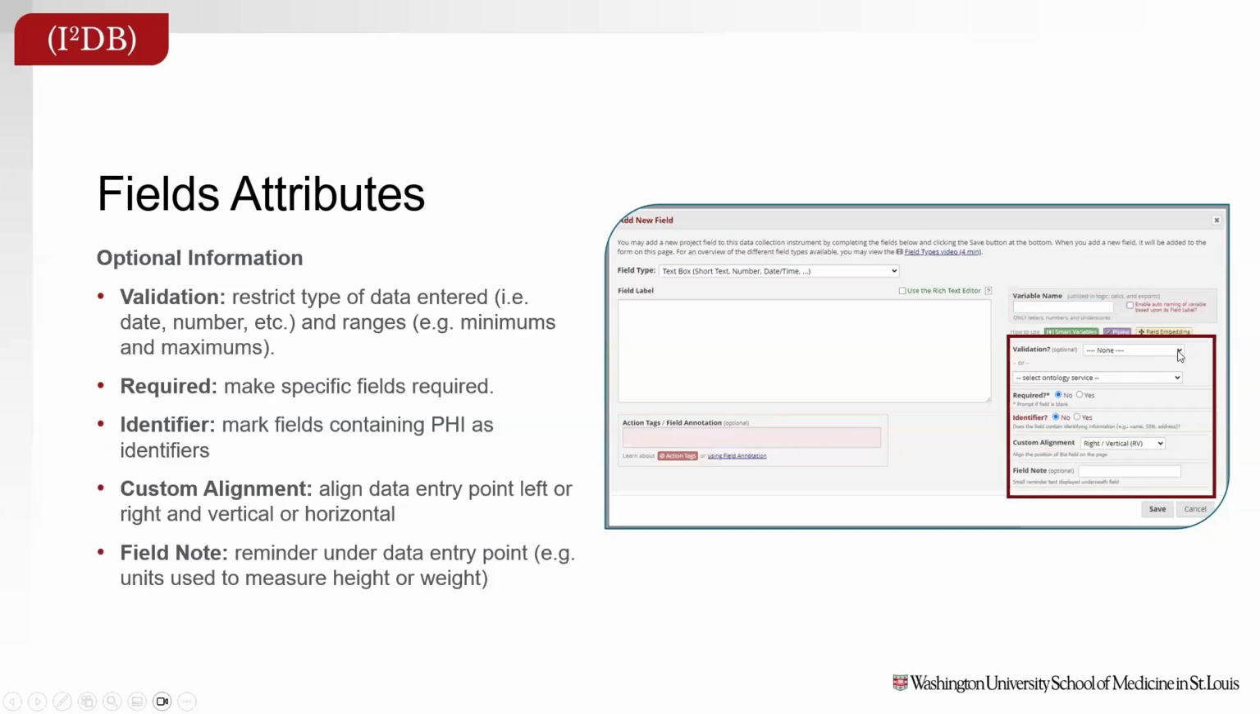And then there's some other features you can add. I've talked a little about validation, where you can make it a date, a number, other things. You can make it required. You can say it's an identifier. You can change the alignment around a little, and you can give a field note, which provides a little extra information.